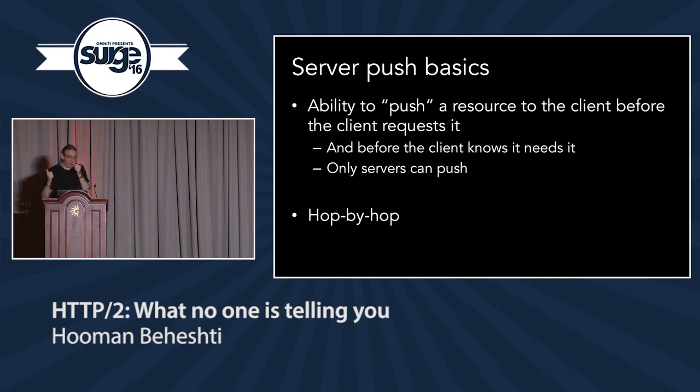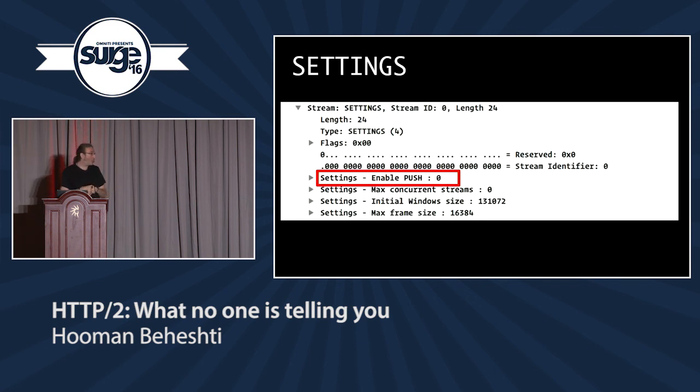Only servers can push, and it's a hop-by-hop property, meaning if you have a middle box, the way that middle box pushes to a client can be different than the way that middle box gets pushed to from a server. The ability to do it is negotiated in a settings frame. Remember I talked about settings frames earlier? Here's what it looks like. It's on by default, so the only time you actually advertise it is when you don't support it. So this is an example of a client that doesn't support push.